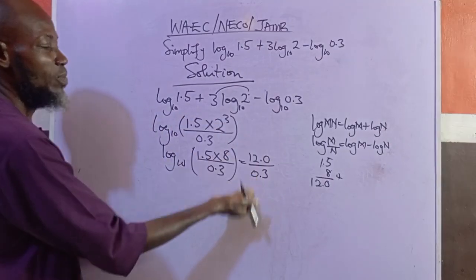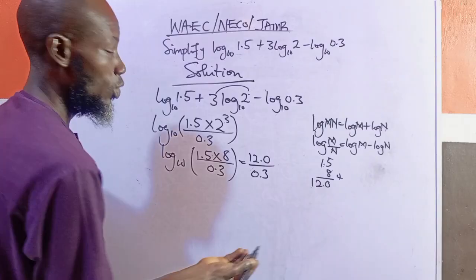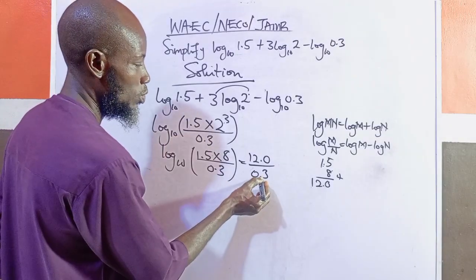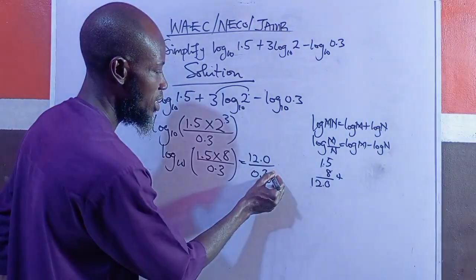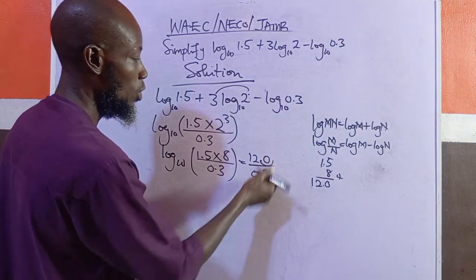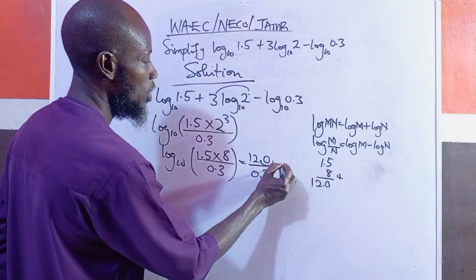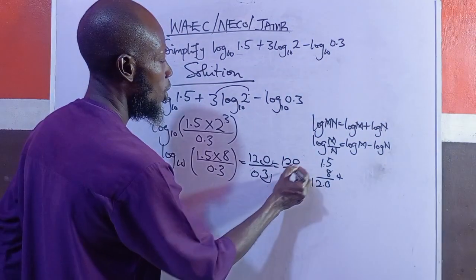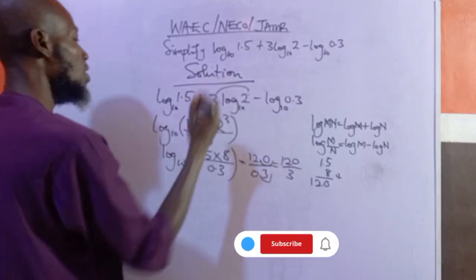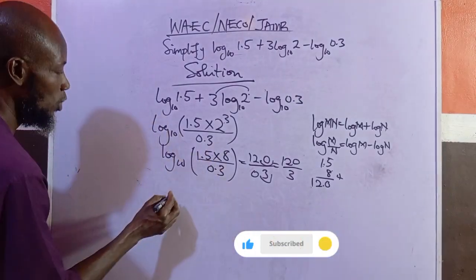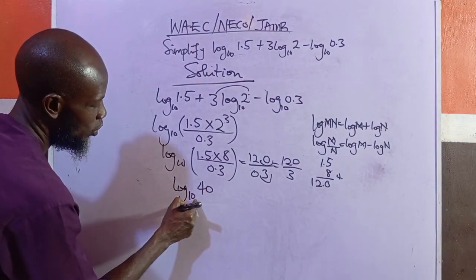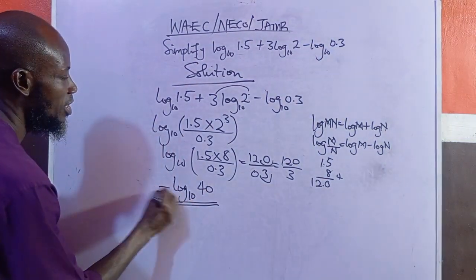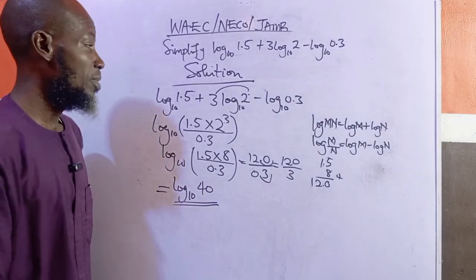Now we are dividing decimal by decimal. So what do we need to do? Try to turn it into a whole number. So we move the decimal point here and here, moving at the same time. So for this one, we are going to have 120 all over 3. So 120 over 3 will give us 40. So our answer is going to be log 40 to base 10. So that is the answer.